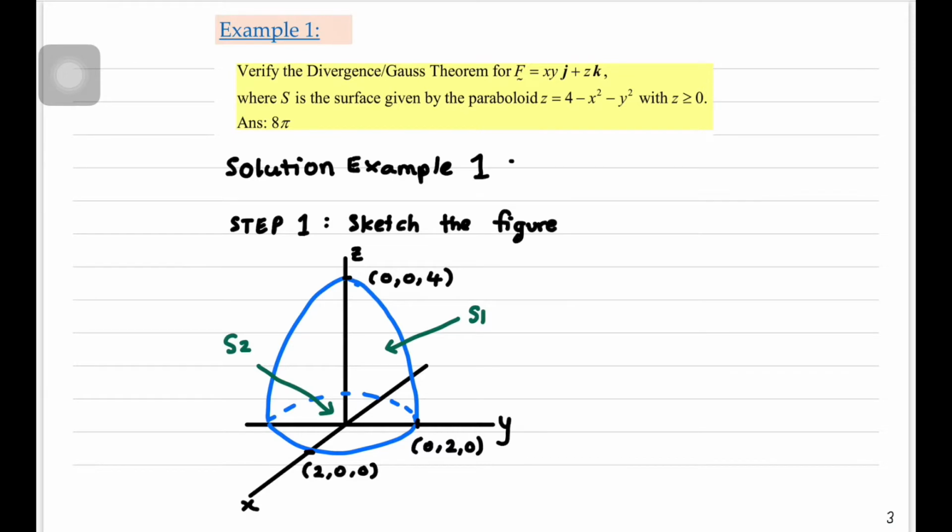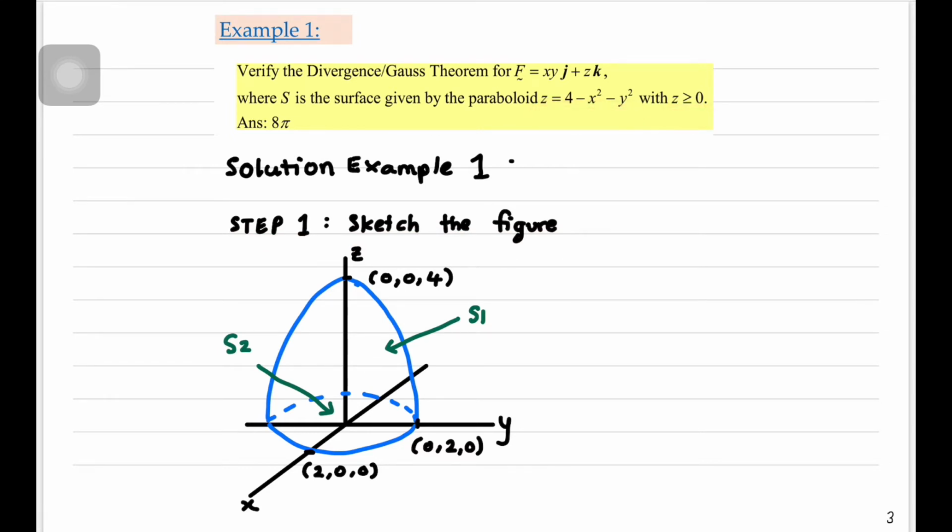Example 1. Verify the divergence theorem for F = xy j + z k, where S is the surface given by the paraboloid z = 4 - x² - y², with z greater or equal to 0. First step is to sketch the figure from the given equation. You can sketch the figure.